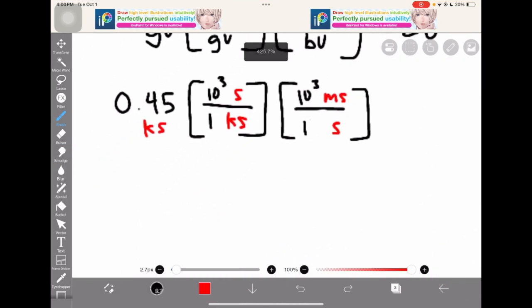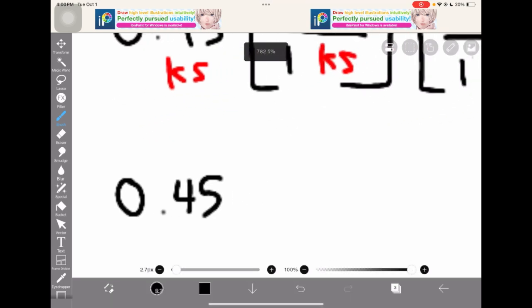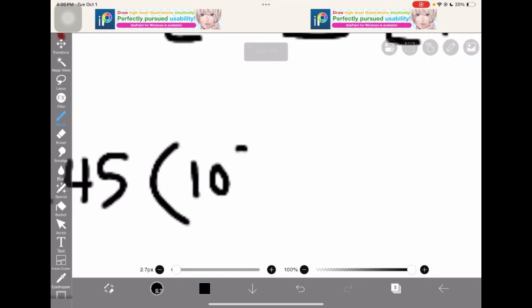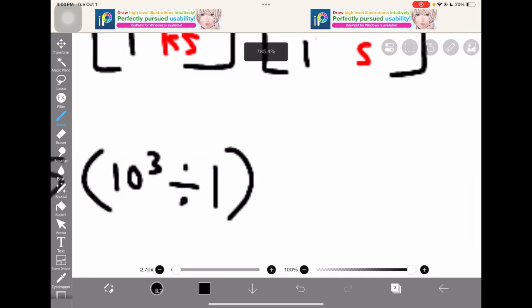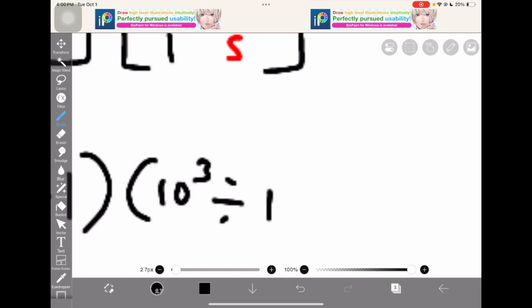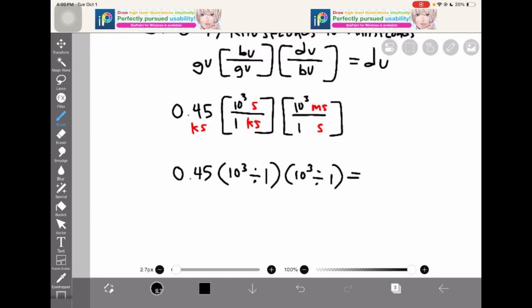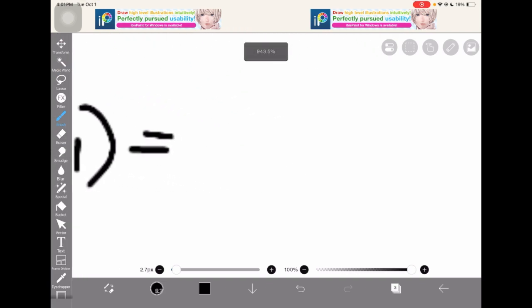And then how to plug it into our calculator is we're going to put 0.45 in parentheses 10 raised to 3 divided by 1, close parentheses, and then 10 raised to 3 divided by 1, close parentheses, is equal to your answer. So that's how you just notate it down. Let's put it in again. So 0.45 in parentheses 10 raised to 3 divided by 1, close parentheses, 10 raised to 3 divided by 1, close parentheses, is equal to 450,000. And that's your answer.